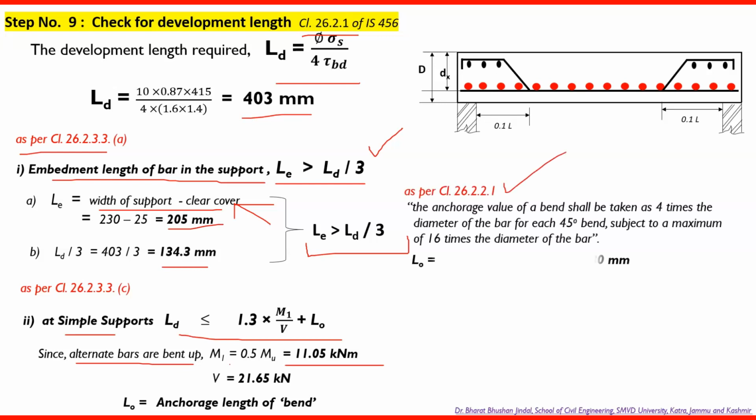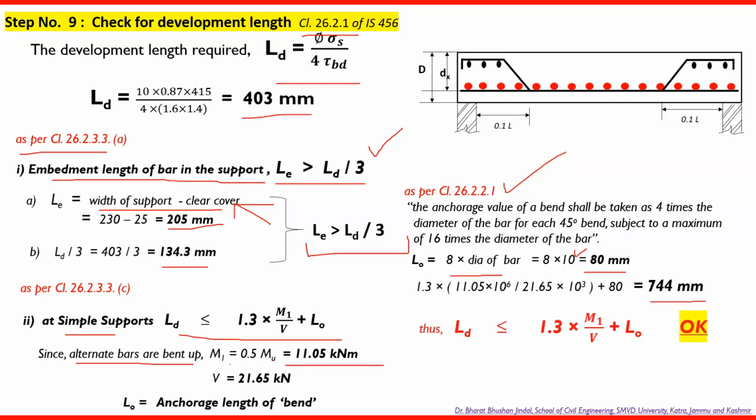The anchorage value we obtain comes out to be 8 times dia. So here the diameter of the bar we are taking is 10 mm, so it comes out to be 80 mm. So ultimately we got the right side of the equation as 744, and LD required was 403. So ultimately this equation is also justified here. So we can say the check for development length is also okay here.